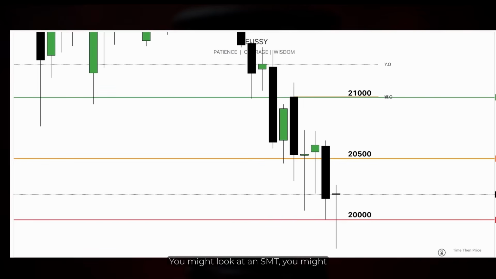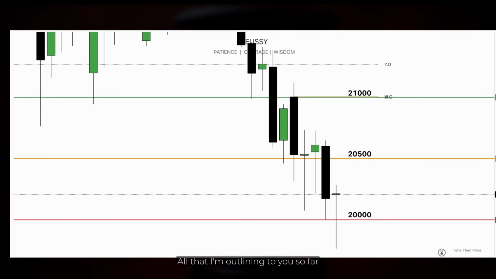You might look at an SMT, you might implement a very simple element of time, such as a macro window, and you might think to yourself, now I'm trading as IPTA is trading. Well, you're beginning to see that I haven't even discussed any entry patterns with you yet. I haven't even discussed with you how to enter into a position.